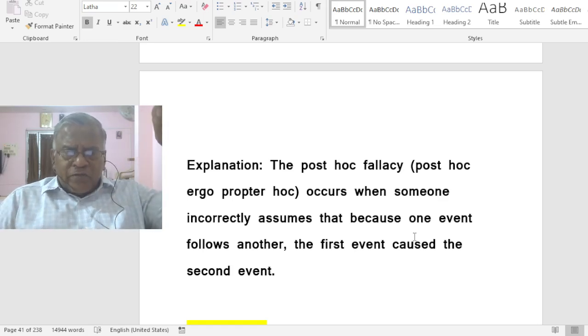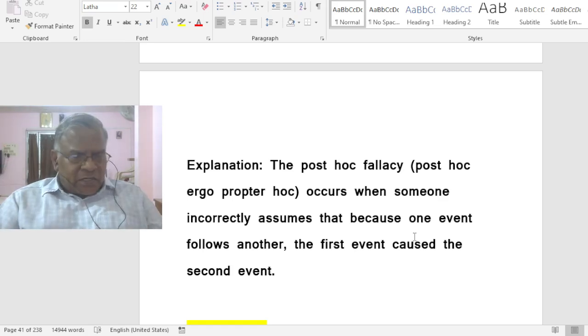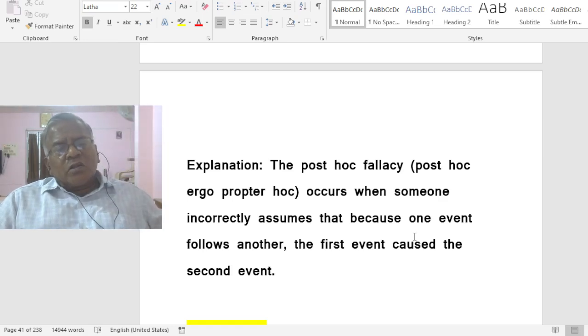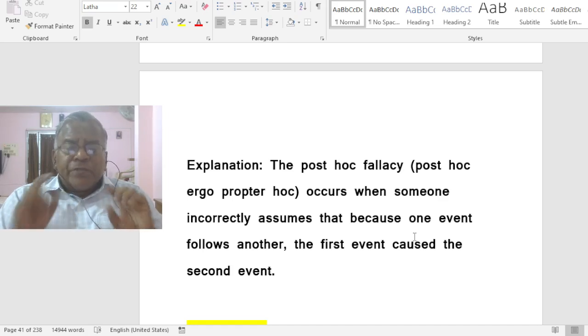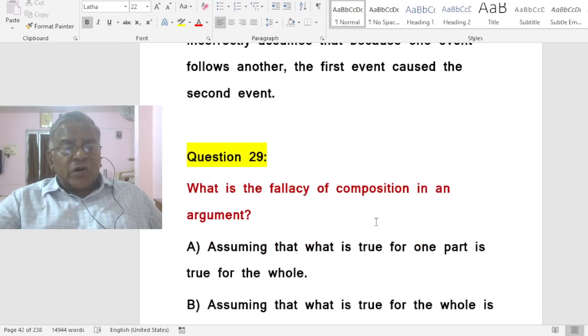Just because one event follows another, the first event causes the second event. He comes to a wrong conclusion. Not necessarily: two events happen, yes, but the second one is the cause of the first one. So someone comes to that type of conclusion. That is called the post hoc fallacy. The post hoc fallacy occurs when someone incorrectly assumes that because one event follows another, the first event caused the second event. I hope you understood this.